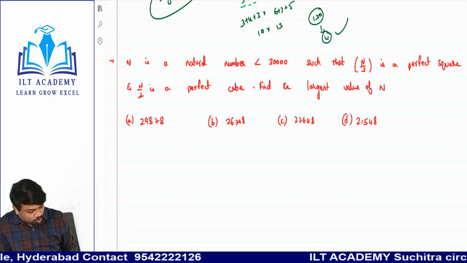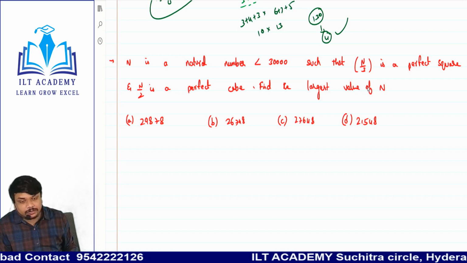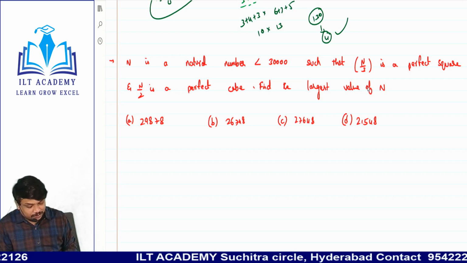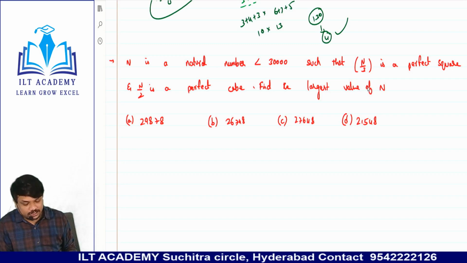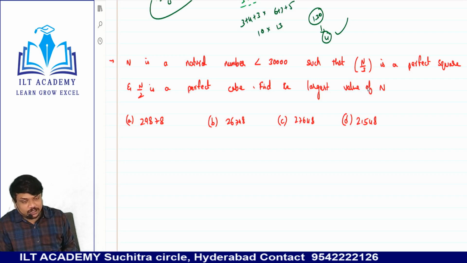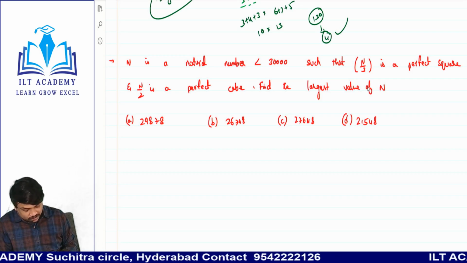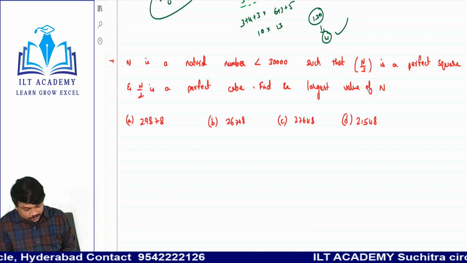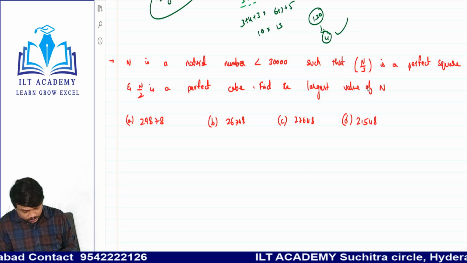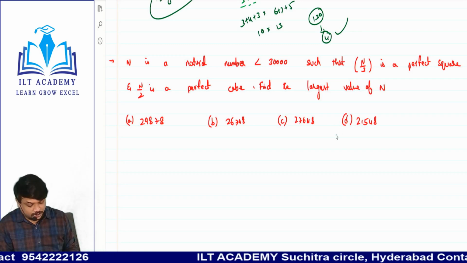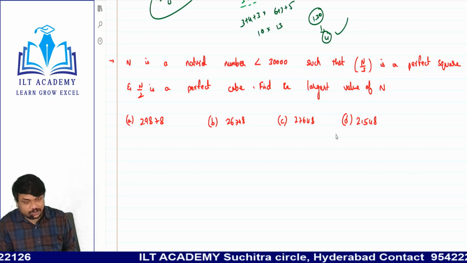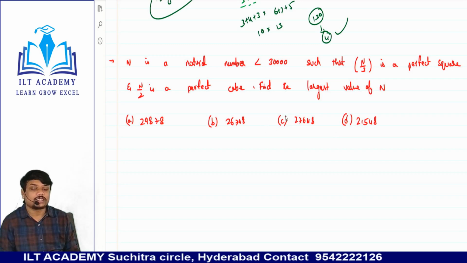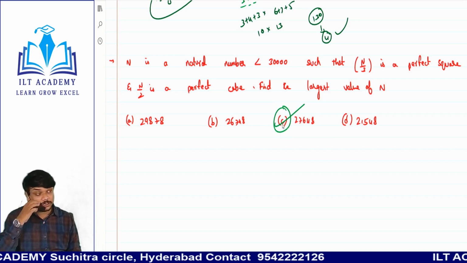So first what do I do, 29,878, okay, divide by what, 3, then check whether it makes a perfect square or not, 99.796. So there is no perfect square. Next, 26,748 is there, I will divide by 3, does it make a perfect square or not? No. 27,648 divided by 3, does this make a perfect square? Yes. And 21,548 divided by 3, is it a perfect square? No. So option C you will get directly, but without doing option verification, how will you do it?